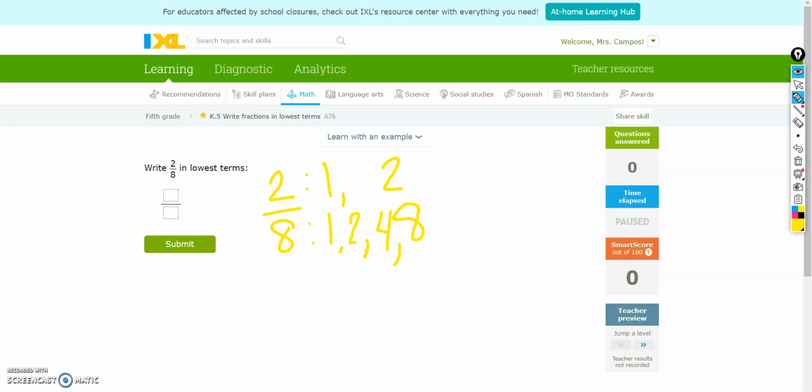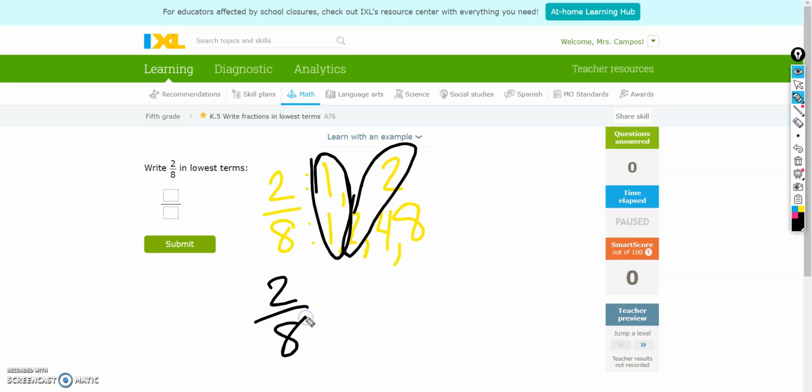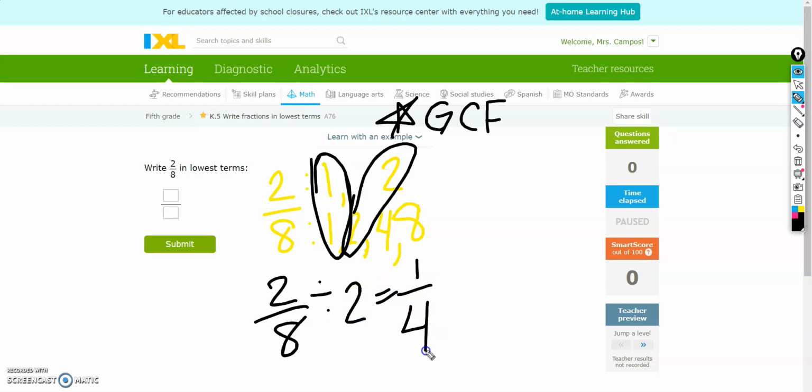3 doesn't work. There's not anything times 3 that equals 8. So after that, we are to the other side. We're to that 4. So I'm going to go through and circle all the ones it has in common. 1 and 2. So I'm going to divide 2/8 by that greatest common factor, or GCF as you might hear it. So if I divide that by 2, I'm going to get 1/4 because I divided 2 by 2, got 1. 8 divided by 2 is 4. So I have 1/4.